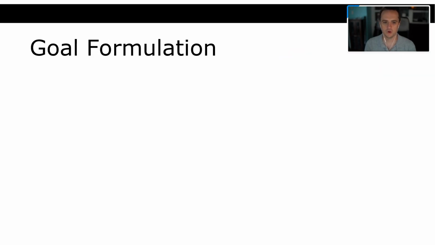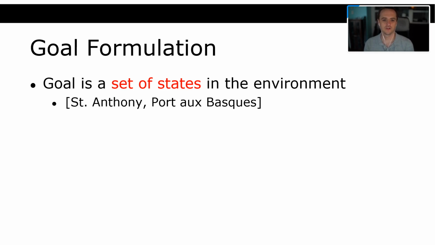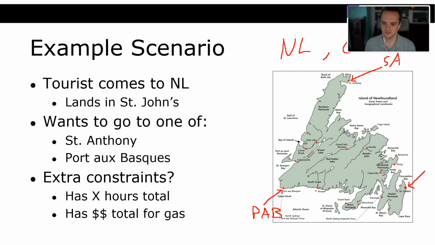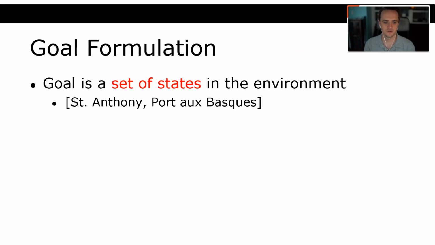So what is the goal then? How do we formulate the goal? So the goal is a set of states in the environment, okay? So here in our map, if we take states to be the location of the agent in the province, then a goal is a set of states in the environment that you would like to be in.